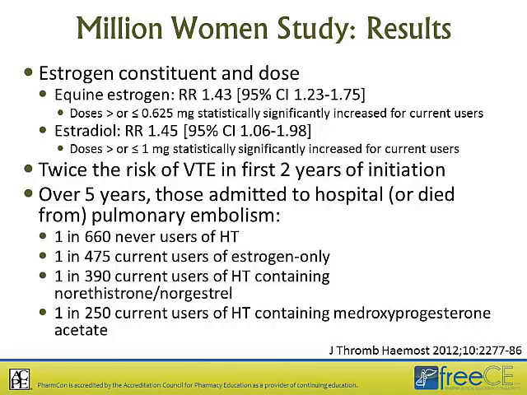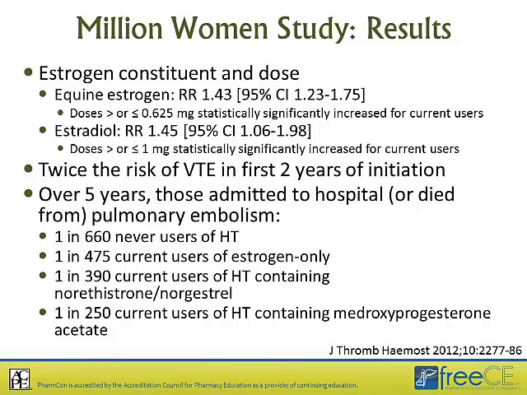For example, when looking at the estrogen constituents and dosing, we saw a statistically significantly increased risk for both equine estrogen, which we find in products like Premarin, and estradiol, which we find in products like Estrace. And it didn't seem to matter if a low or a higher dose was used. We still saw increased risk. There was also twice the risk of VTE in the first 2 years of initiation. And similar to the contraceptive, maybe earlier initiation incurs higher risk.